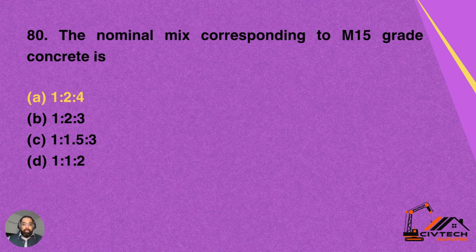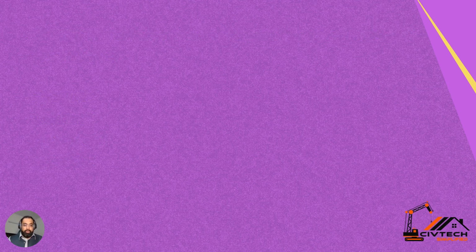Question 80. The nominal mix corresponding to M15 grade concrete is option A 1, 2, 4. Option B 1, 2, 3. Option C 1, 1.5 and 3. Option D 1, 1, 2. The nominal mix corresponding to M15 is 1, 2, 4. Option A is the correct option.